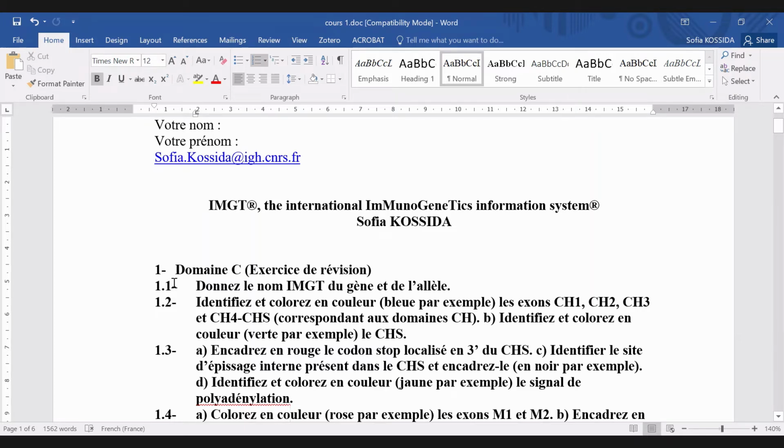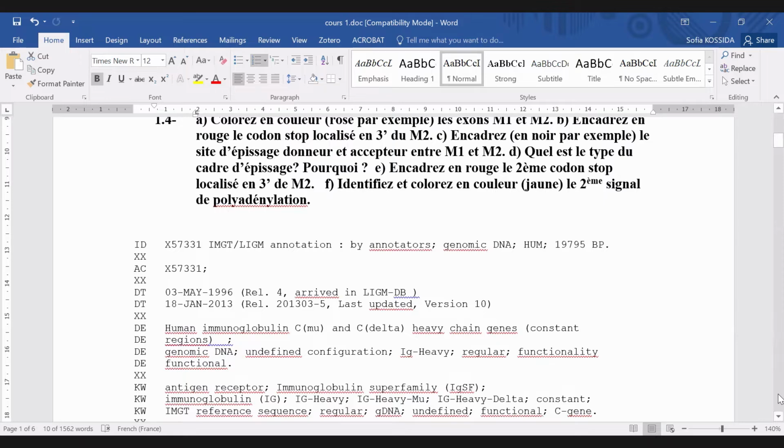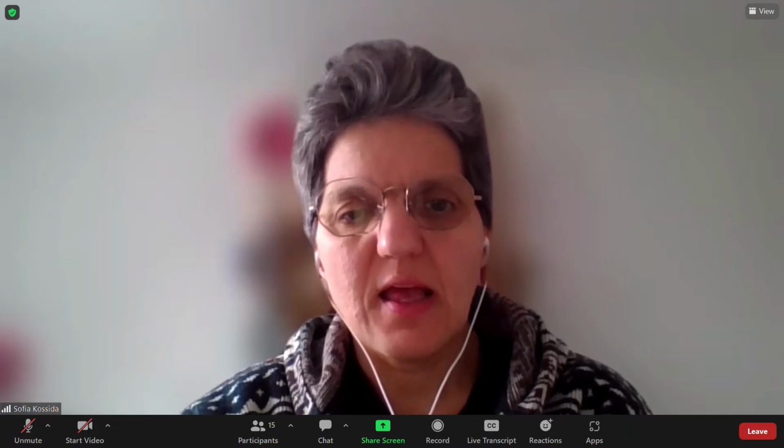So the first exercise, okay, it's in French, but it's not difficult. It says to give the IMGT gene and allele name of the sequence you're looking at. So I'm asking you, what is the IMGT gene and allele? Do you have any idea? Can anyone share his screen? If you look at the Word file, you should be able to find the answer.